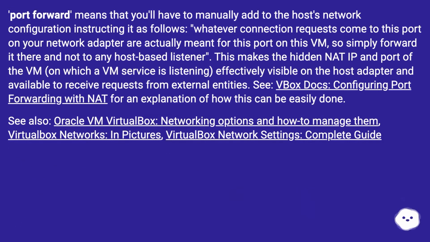Port forward means that you'll have to manually add to the host's network configuration, instructing it as follows: whatever connection requests come to this port on your network adapter are actually meant for this port on this VM, so simply forward it there and not to any host-based listener. This makes the hidden NAT IP and port of the VM, on which a VM service is listening, effectively visible on the host adapter and available to receive requests from external entities.